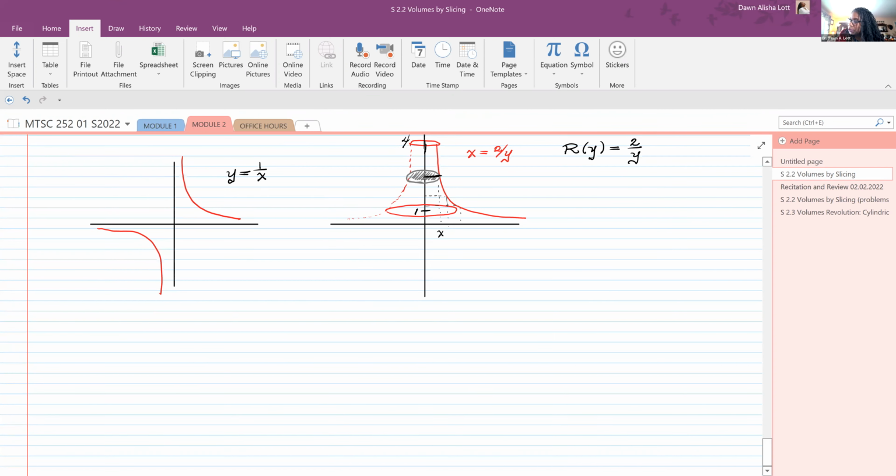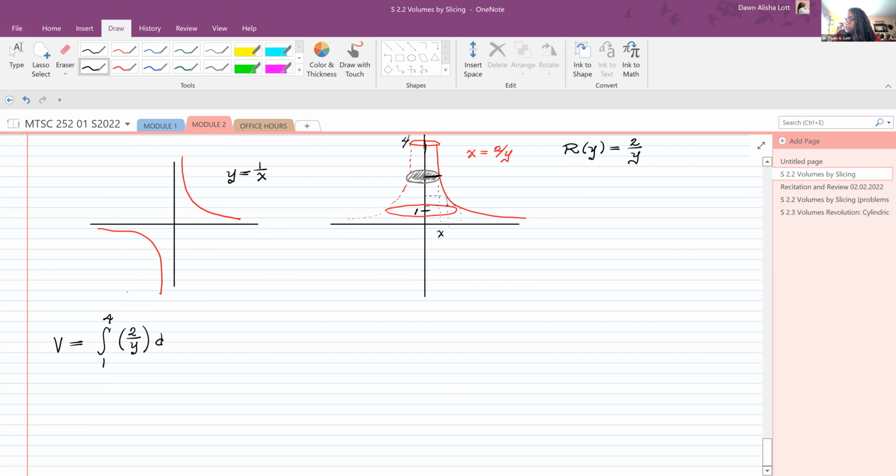So using the disk method, I get the volume is the integral from 1 to 4 of pi times 2 over y squared. I just completely forgot everything. Come on now. All right, pi, the radius squared is 2 over y squared dy.